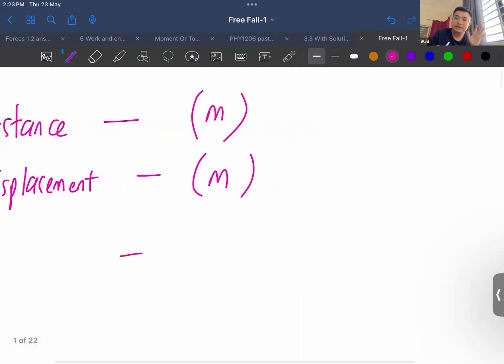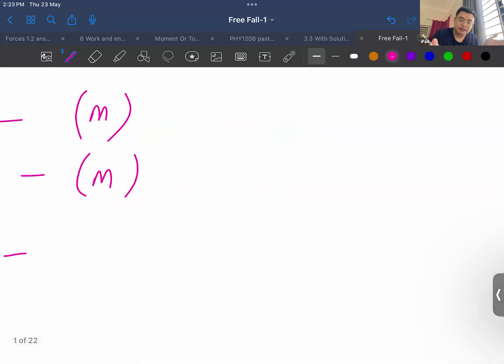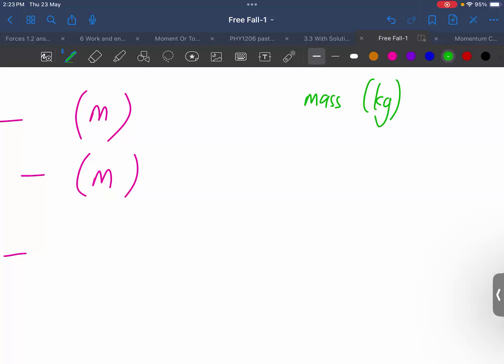To be fair, sometimes I can understand a student's confusion, because for length we use meter, but for mass, we use kilogram. For mass we have kilogram, but for length we use meter only. We don't even use kilometer. What I can say is just memorize them.